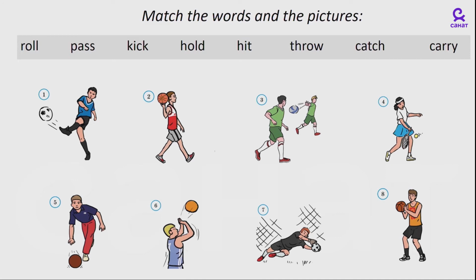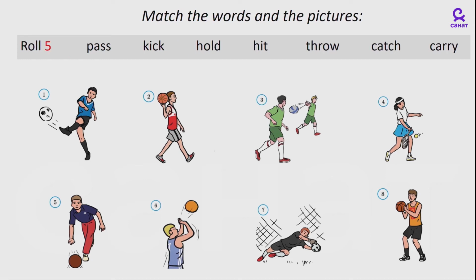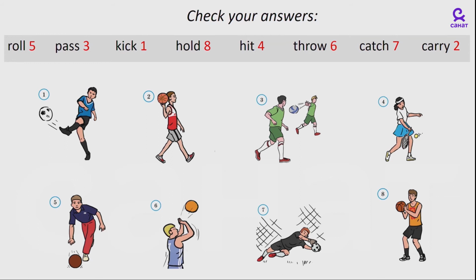Now, match the words and the pictures. For example, roll, picture 5. What about the rest of the verbs? Now, look at the pictures and check your answers.